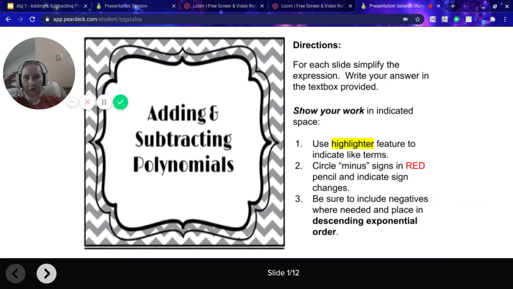You need to show your work for this assignment. You will basically use a stylus or your finger to write directly onto your screen. There is a highlighter feature that I want you to use to highlight the like terms and circle any minus or negative signs between sets of terms, to remind you that you need to change the sign of all of the terms after that minus sign to their opposite signs. And then remember to write your answer in descending exponential order.